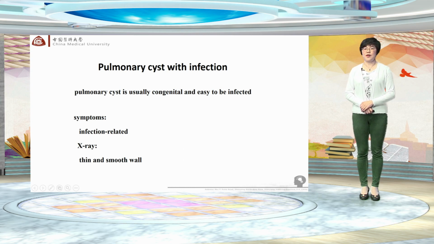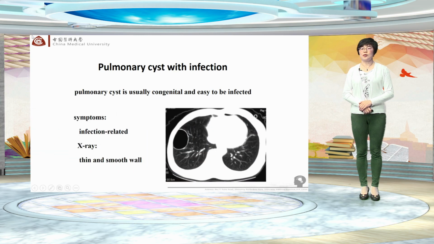Pulmonary cyst with infection. This can also be confused with lung abscess, but a pulmonary cyst is usually congenital and easy to be infected. The symptoms can show as infection related, for example, cough, sputum, fever. On X-ray, we could see this cyst, but the cavity has a thin and smooth wall. This is different from lung abscess, and usually the patients have this from a very young age.